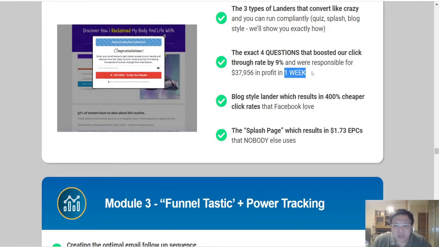So, as you can see over here, I'm only at module 2, and you can already see for yourself that with just a $39 investment, this vendor is going to share with you all his experience, with nothing being held back, in terms of how to run your Facebook ads profitably. Next, the blog style lander, which results in over 400% cheaper click rates that Facebook actually likes. The splash page, which results in 1.73 earnings per click that nobody else uses.